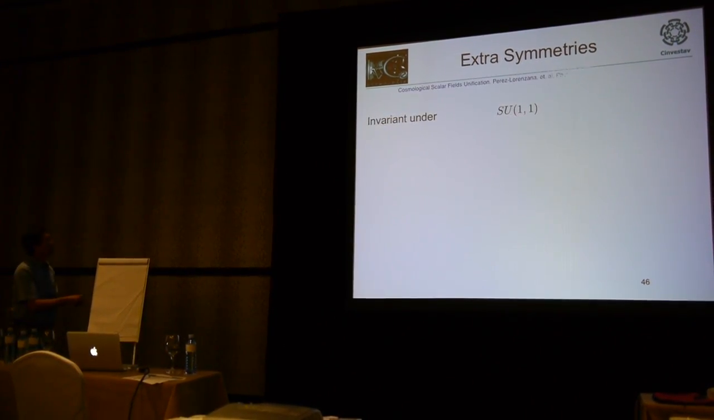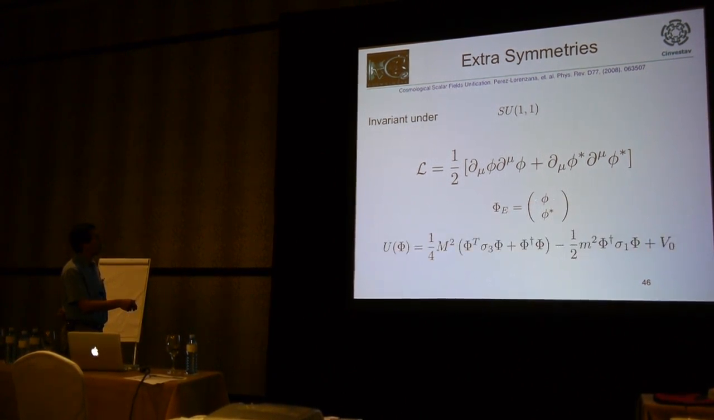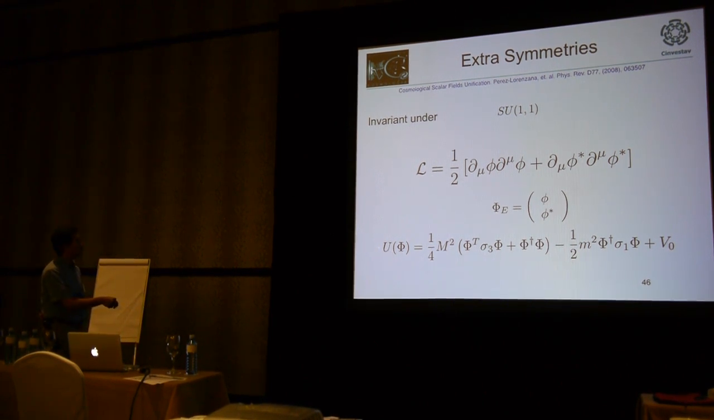Another example is if you add, for example, SU(1,1). This is like a Lorentz group. For the SU(1,1) symmetry, the most general Lagrangian with this symmetry is given by these scalar fields. And if we write them in terms of spinors, we can obtain all the invariants of this Lagrangian.